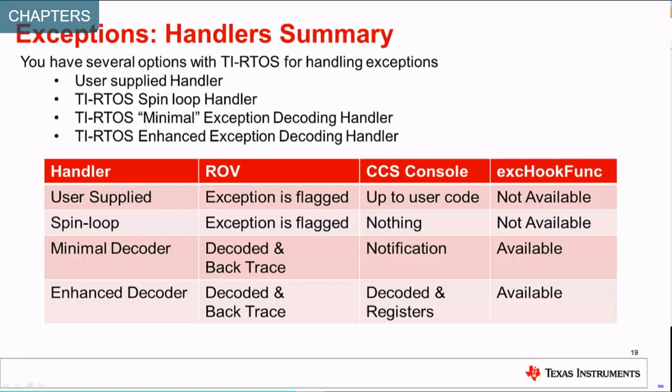If minimal footprint is important, use the spin loop. If decoding is important, use either the minimal or enhanced decoder. It's really up to the application developer to decide. Please note the exception hook function, which is available for the decoding handlers, will be described in more detail in the next slide.